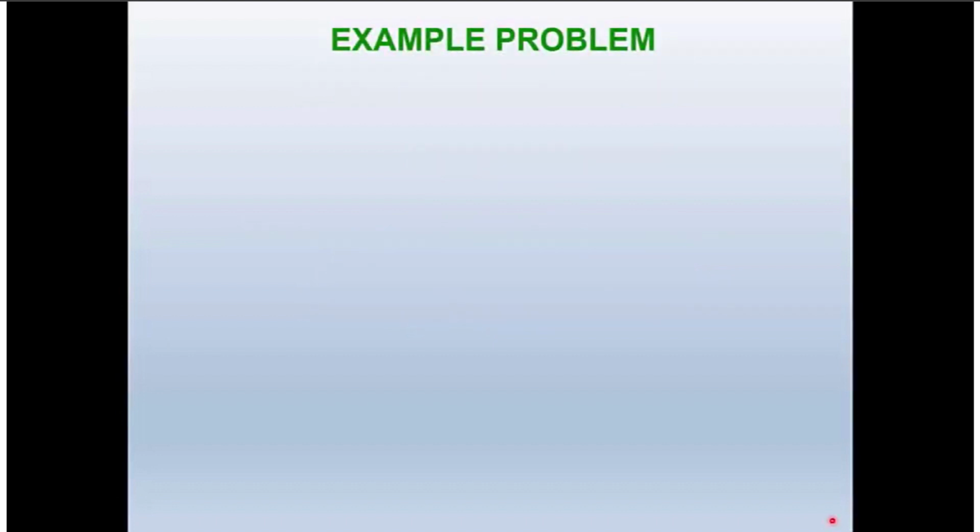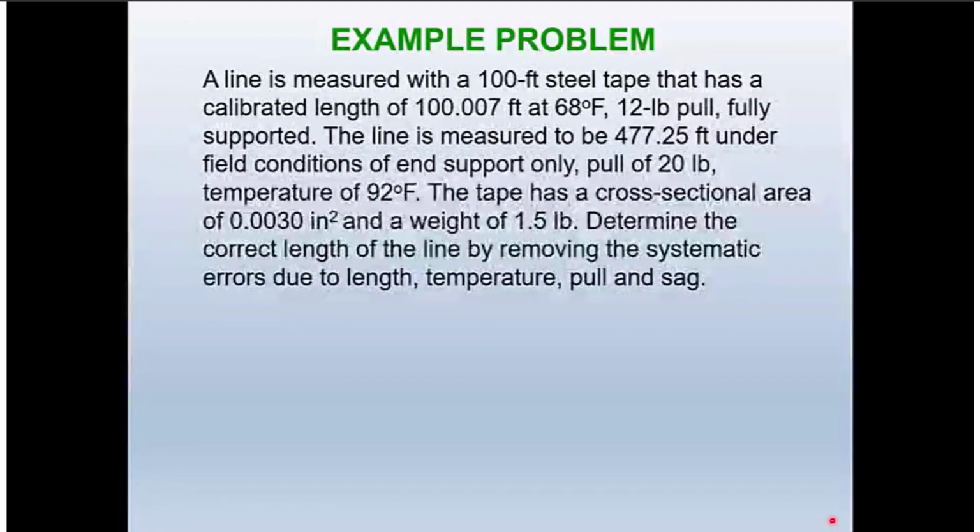We're going to go through an example problem now, and here's the description. We have a line measured with a 100-foot steel tape. The tape has a calibration length of 100.07 feet. It was calibrated at 68 degrees Fahrenheit, 12 pounds pull, and fully supported.